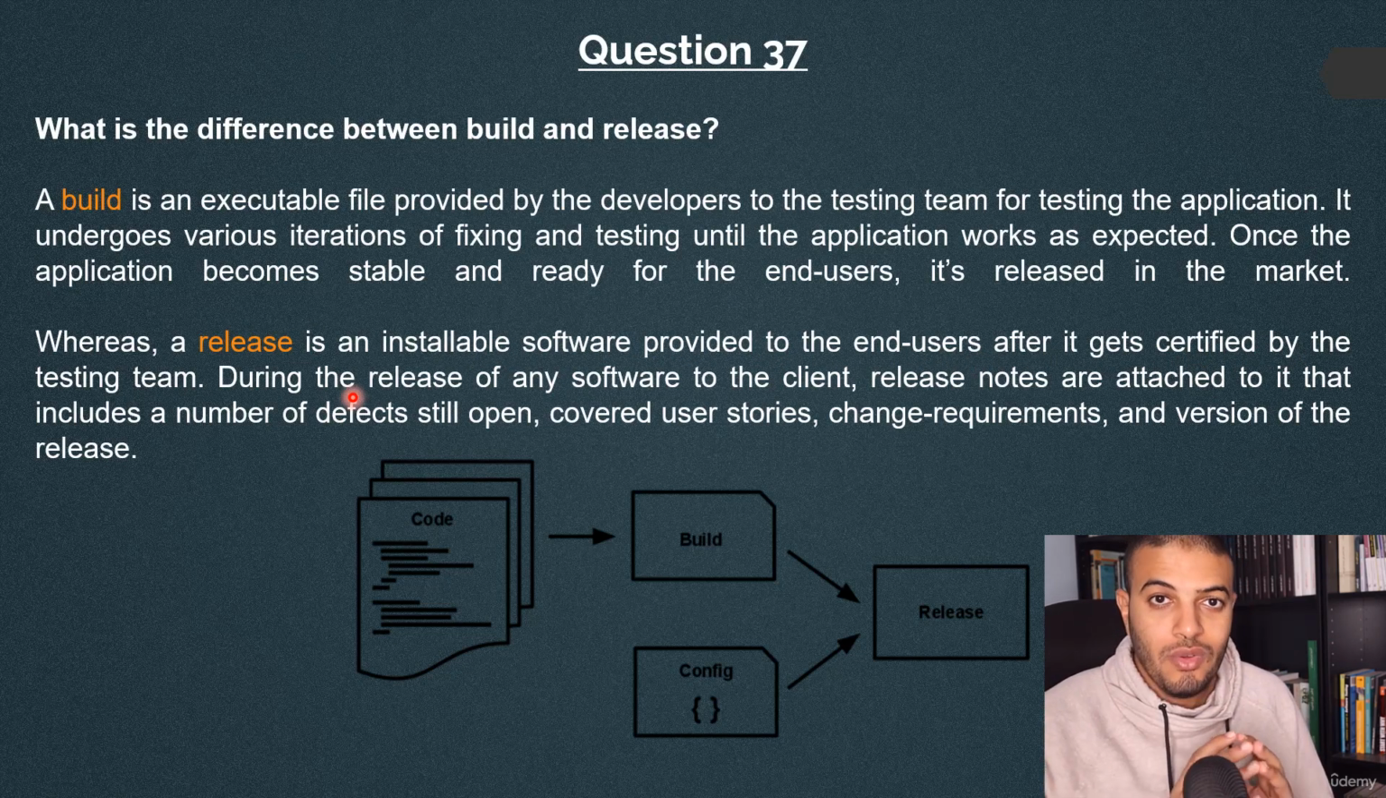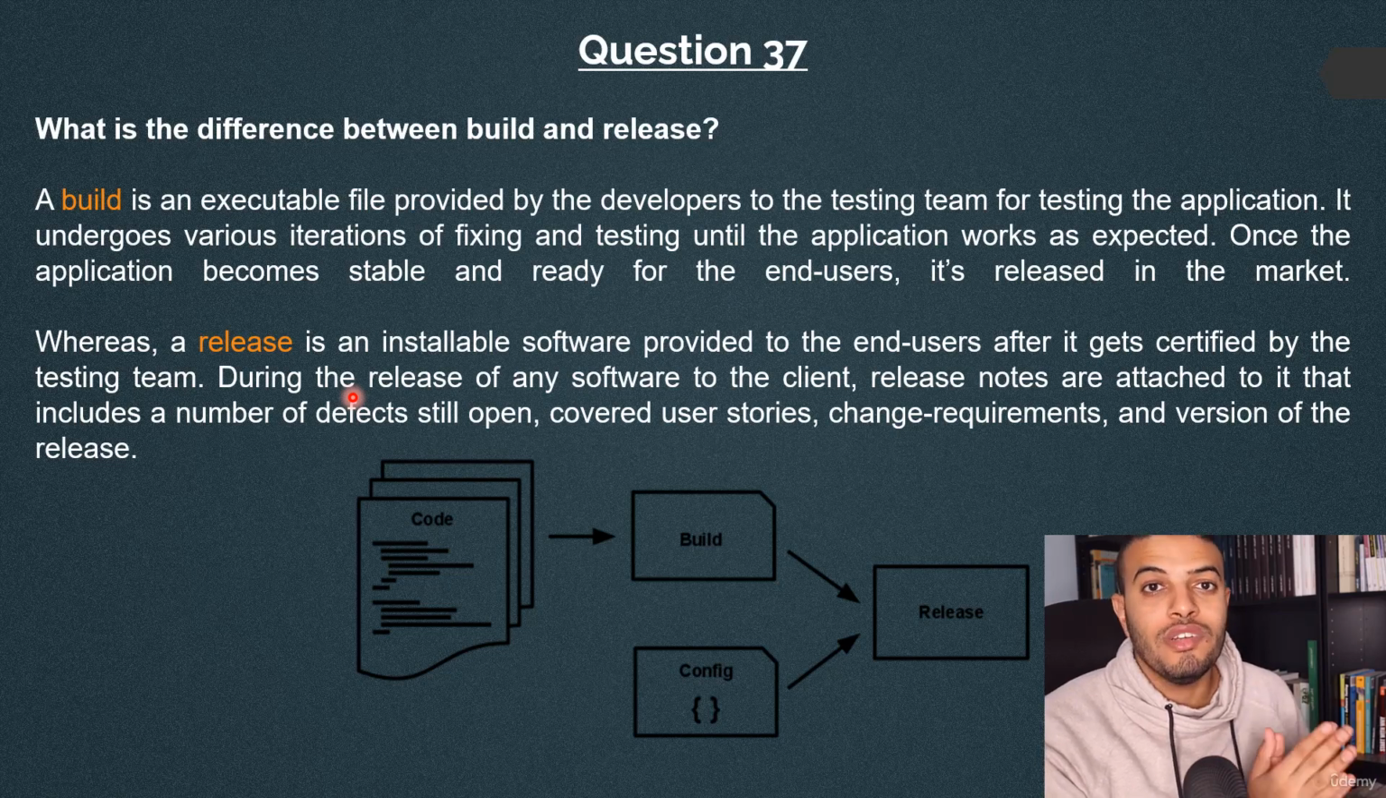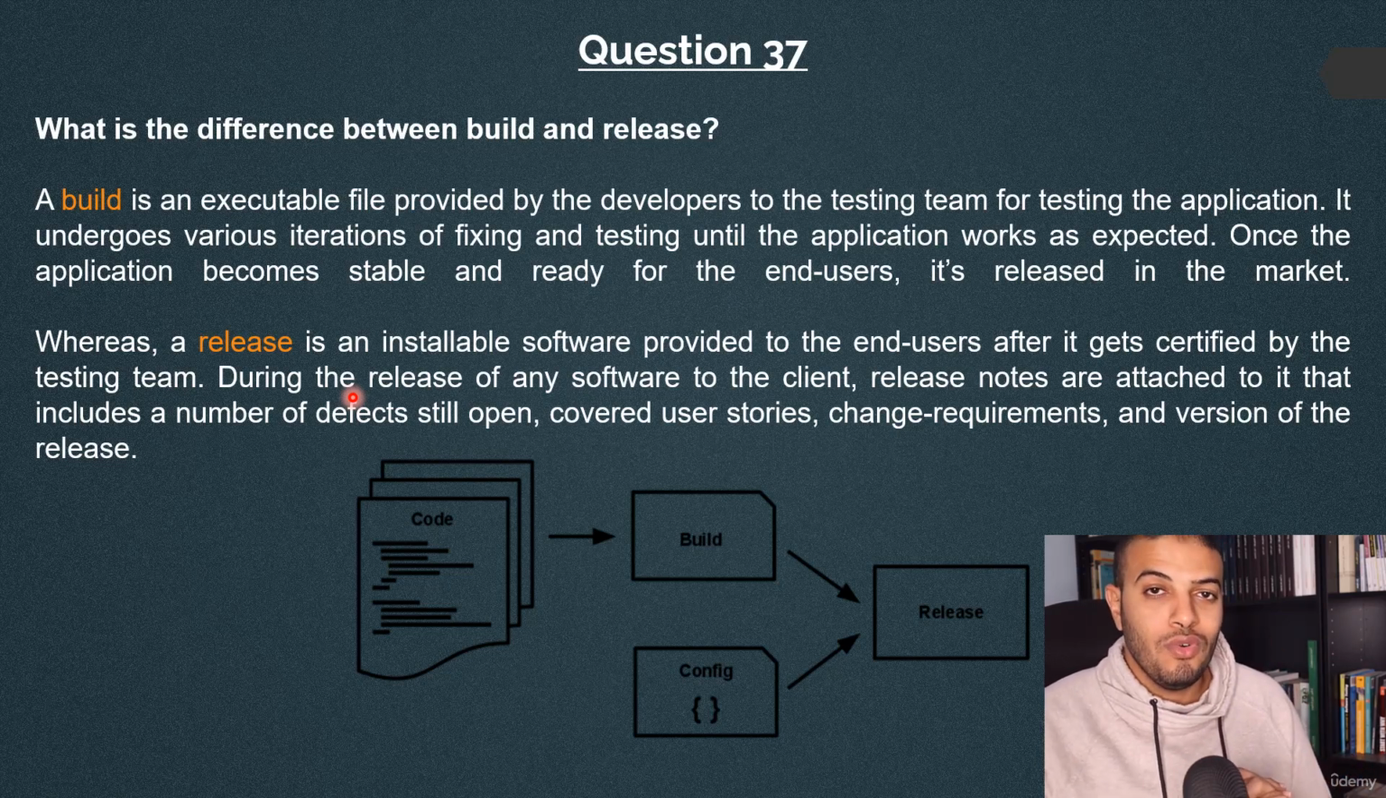So at the beginning, we have a build. This build is going through many testing cycles. After it is approved, we call it a release and we release it to the end user. So anything that is released to the end user is called a release. But if it is released to the testing team, this is called a build.